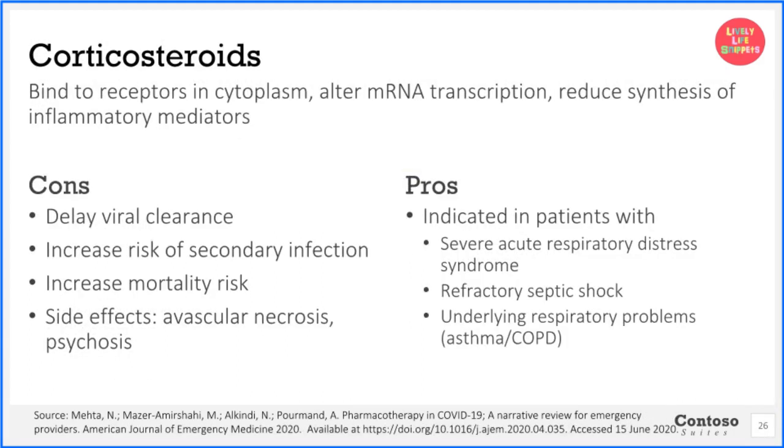Another off-patent, cheaper choice of treatment to reduce inflammation is corticosteroids. They do this by binding to receptors in cytoplasm, altering messenger RNA transcription, and thus, reducing the synthesis of inflammatory mediators. There are some concerns revolving around the use of corticosteroids, as they may delay viral clearance, increase risk of secondary infection, mortality and trigger side effects such as avascular necrosis, psychosis and many more. However, they are indicated in certain patients who are sicker, such as those with severe acute respiratory distress syndrome, refractory septic shock and underlying respiratory problems like asthma or chronic obstructive pulmonary disease.